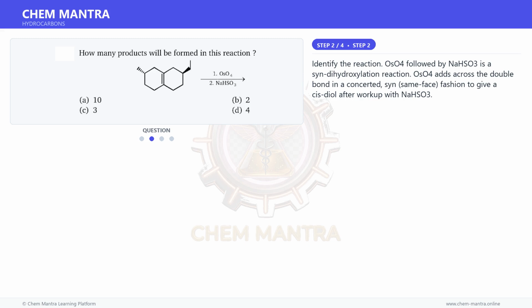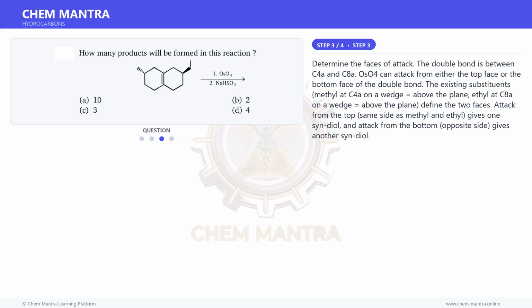Identify the reaction. OsO4 followed by NaHSO3 is a syn dihydroxylation reaction. OsO4 adds across the double bond in a concerted, syn, same phase fashion to give a cis diol after workup with NaHSO3. Moving on to the next step.